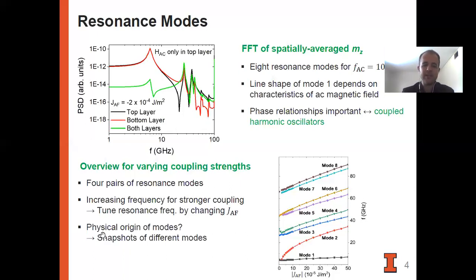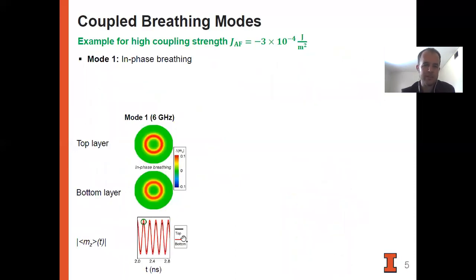So regarding the physical origin of the modes, we take a look at the snapshots of the first 3 modes on the following slide here for a specific coupling strength, which is relatively high. So for the first resonance mode, if we plot the Z component of the magnetization for the top and bottom layer, you can see that it is a synchronized breathing motion if you look at these snapshots here. So this is the difference between the maximum here of mz compared to the ground state at 0 time.